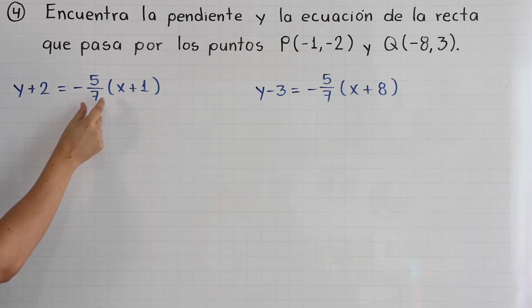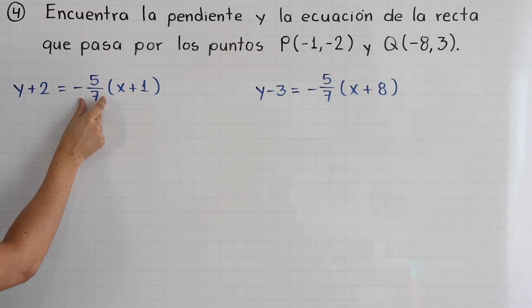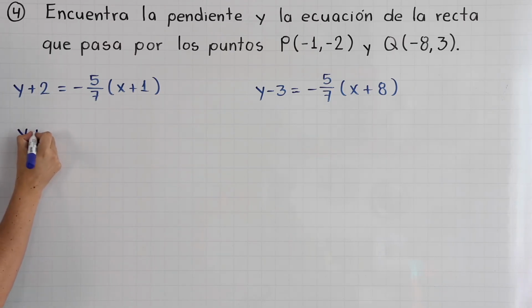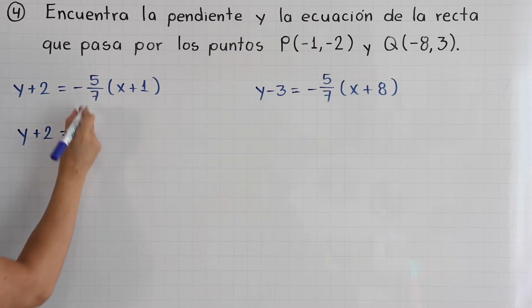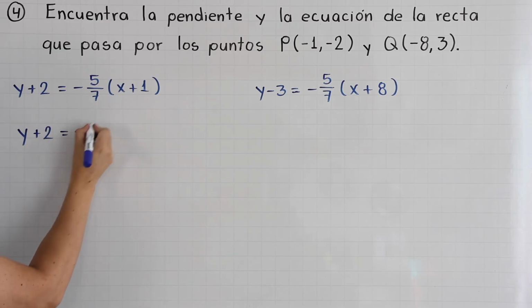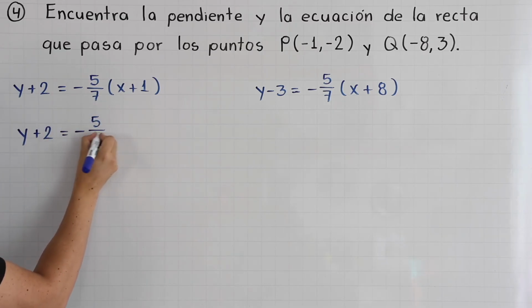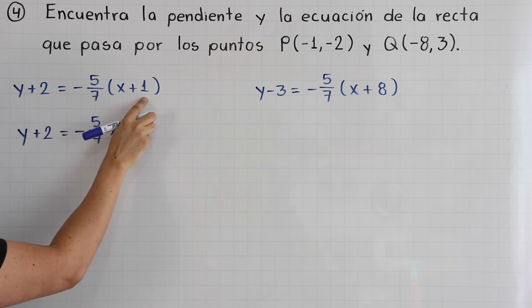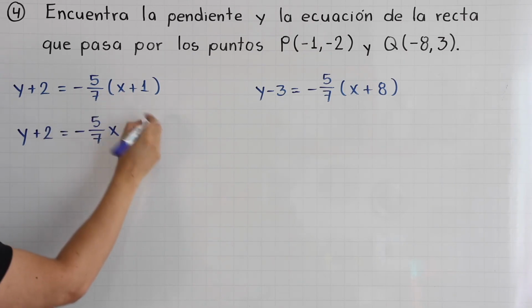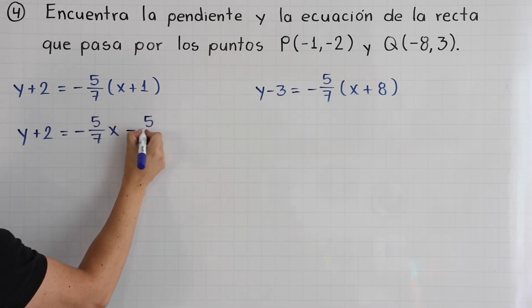So the first thing I'm going to do is carry out the multiplication I have on the right side. So I'm going to multiply negative 5/7 by what's inside the parentheses. And at the end, I'll move the 2 to the other side. So on the left side, for now, I still have y plus 2. Here we have negative 5/7 times x. So I get negative 5/7 x. Then we have negative 5/7 times positive 1. Well, negative times positive is negative. And negative 5/7 times 1 still gives me negative 5/7.